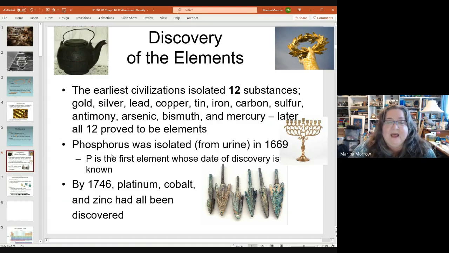We don't know. The first element that we know when it was discovered was phosphorus, and that was discovered in 1669. And yes, from urine, many buckets of urine were refined down to find phosphorus. But then, as the scientific revolution occurred, a lot more elements were added every year. And so people began to figure out all the different elements that were out there.